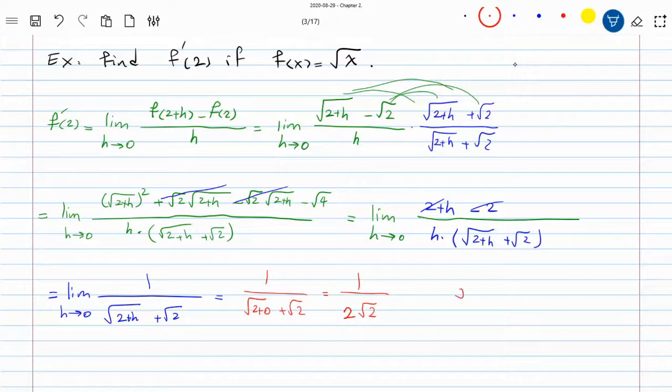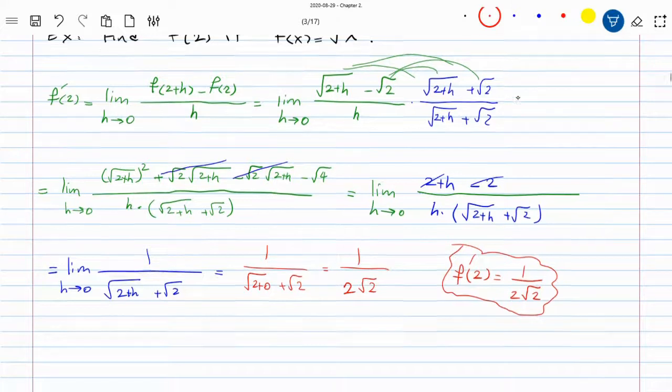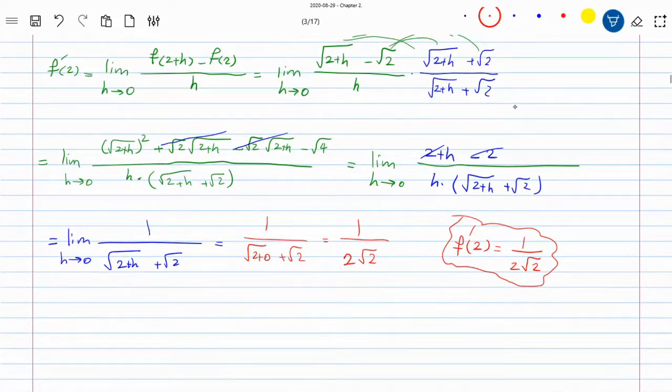So what was f prime of 2? It is 1 divided by 2 square root of 2. This is our answer. What does it mean that f prime of 2 equals 1 divided by root 2? That means the slope of the tangent line at the point x equal to 2 is 1 divided by 2 root 2.